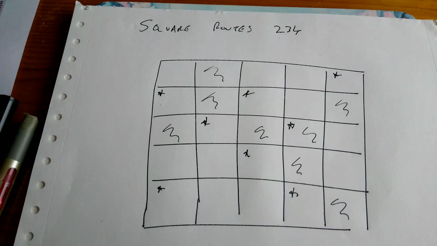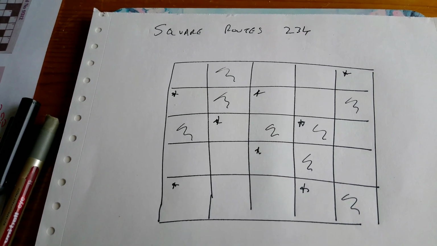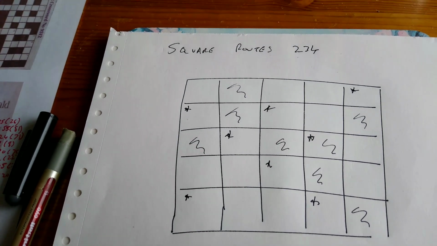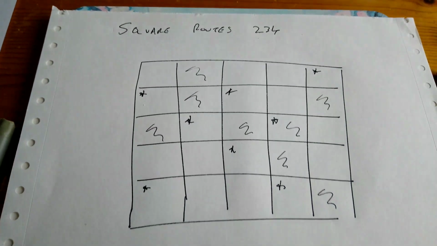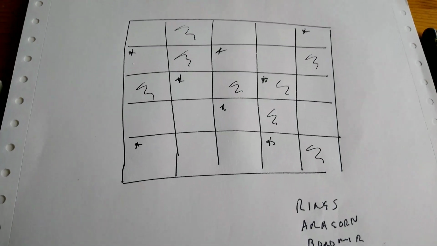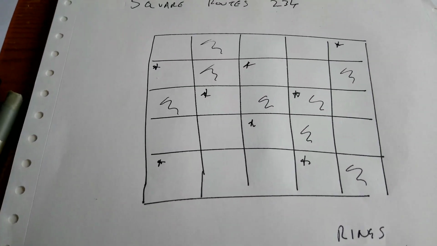Okay, so now we're going to have a look at Square Roots 234, which is down as hard. So let's see how this goes. Here's the grid, and we count our starting squares, and there are quite a lot. 1, 2, 3, 4, 5, 6, 7, 8, and there are 1, 2, 3, 4, 5, 6, 7, 8 words as well. So each word has to start in a different space.